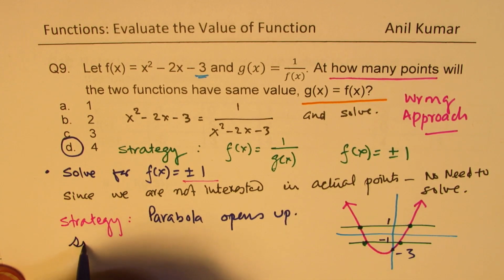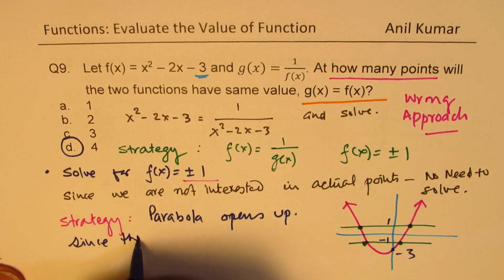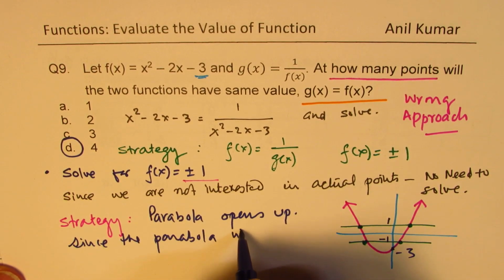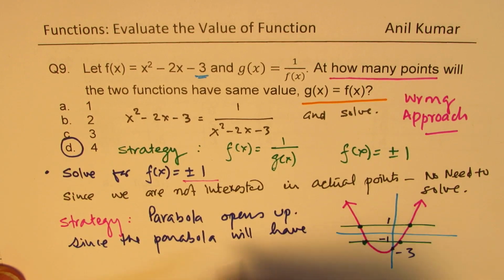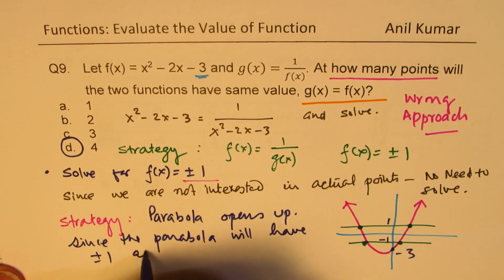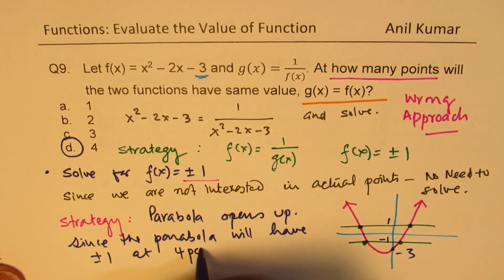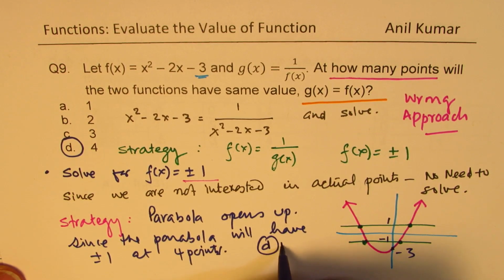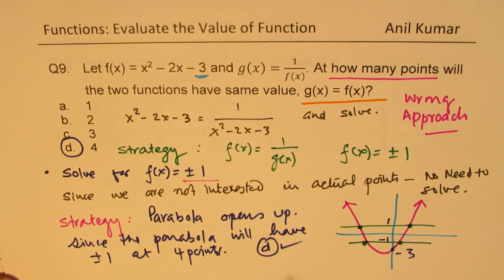Since the parabola will have plus minus 1 at 4 points, option 4, D, is correct. Does it make sense to you?